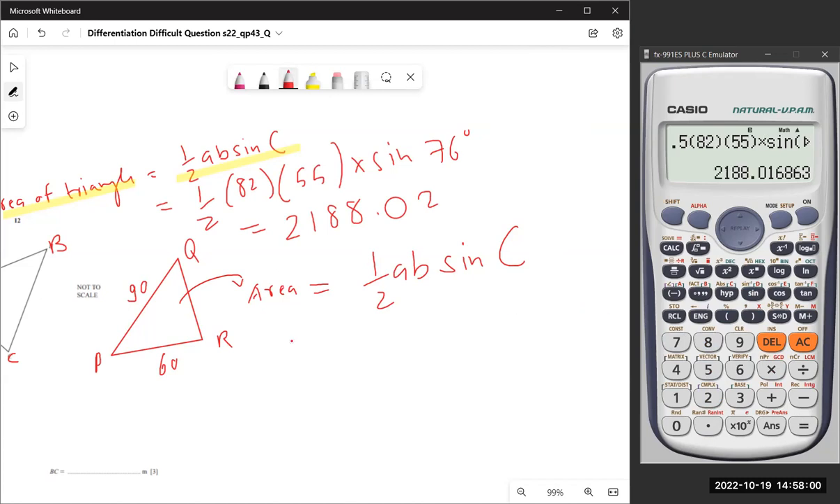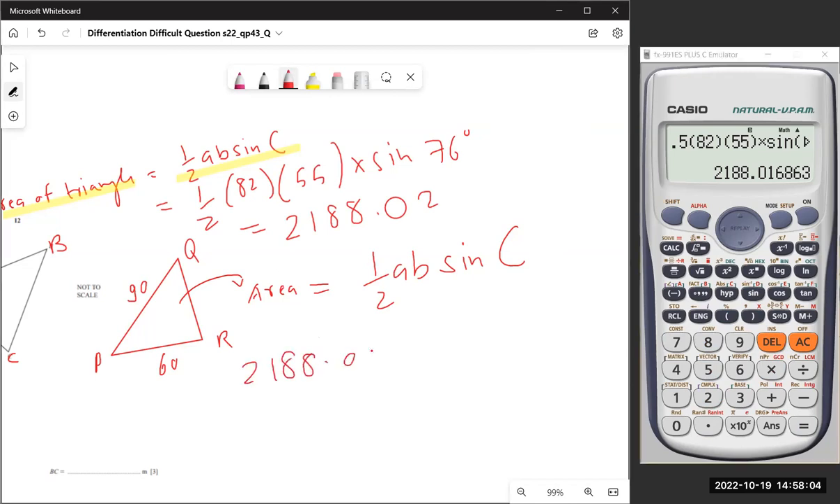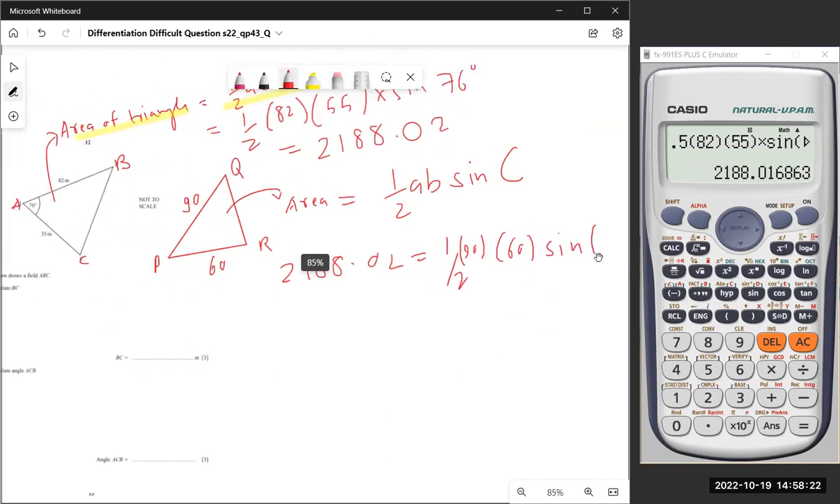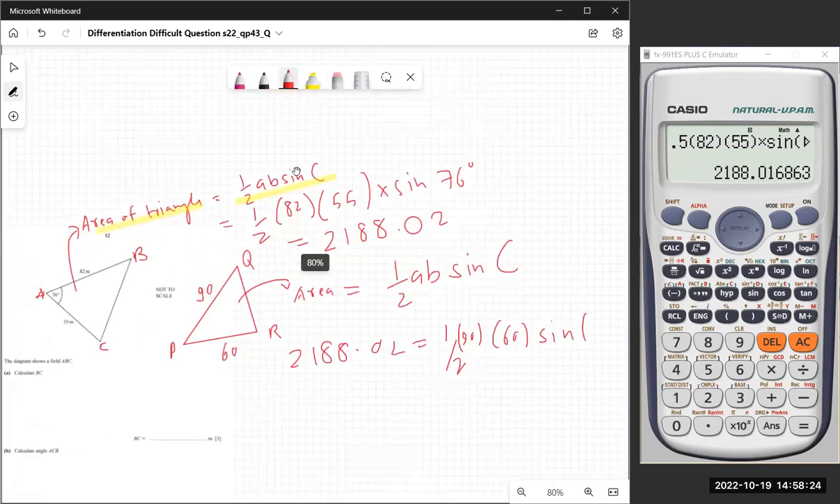Now we know that the area is the same, so 2188.02 equals half AB sine C. Now A and B, I know that it's 90 and 60. Write the answer in your notebook, all of you, both of you. The exact steps which I'm using.